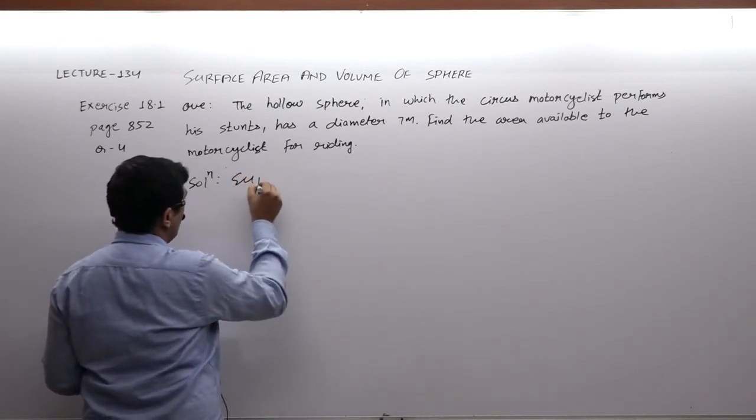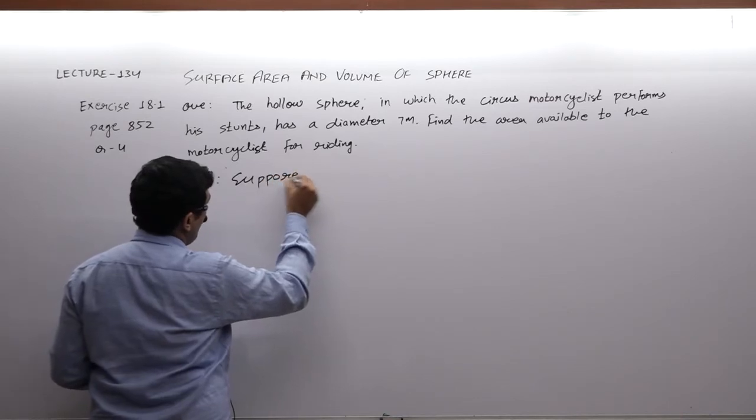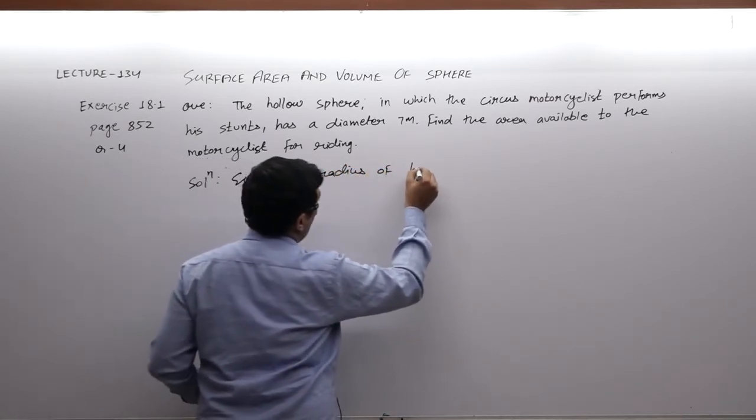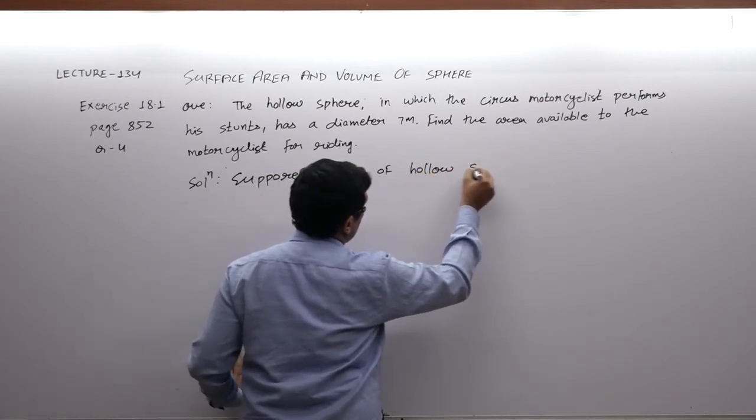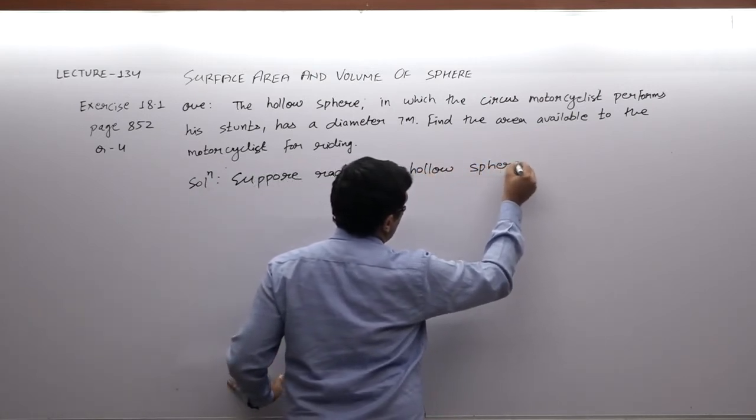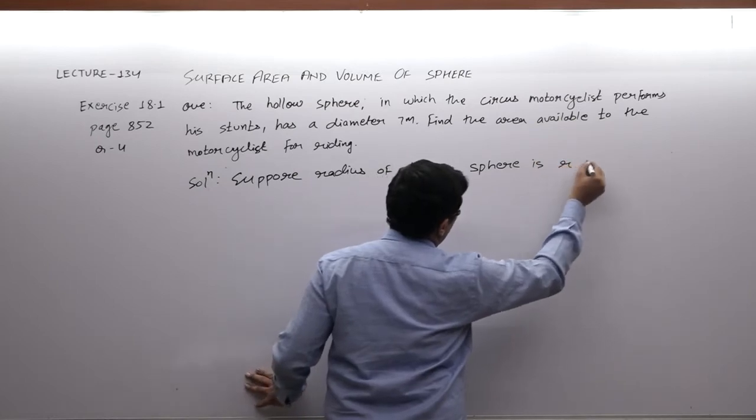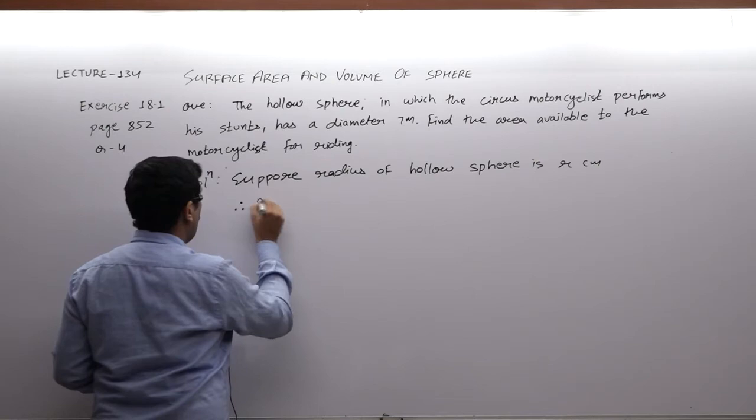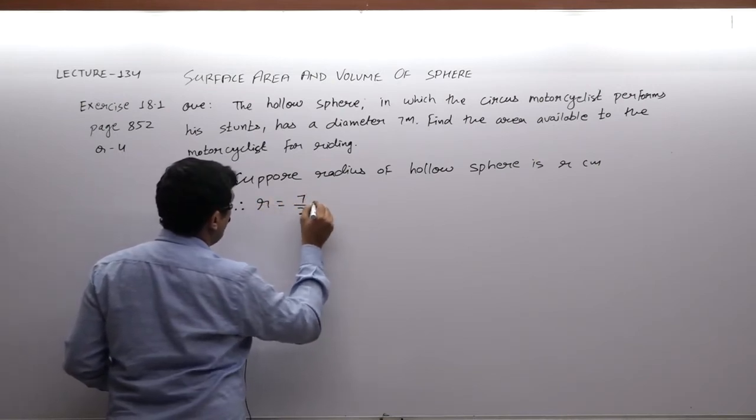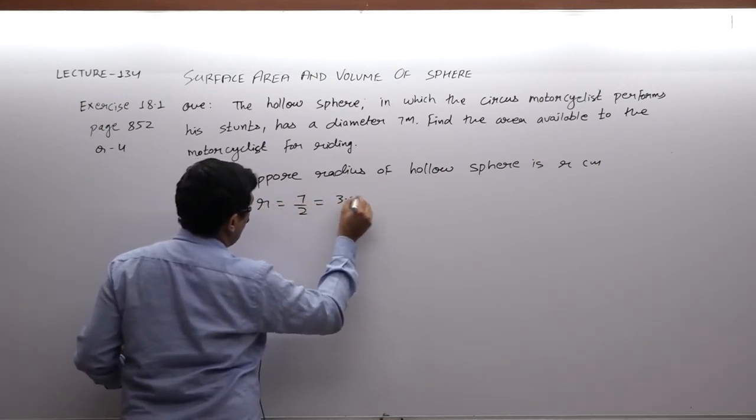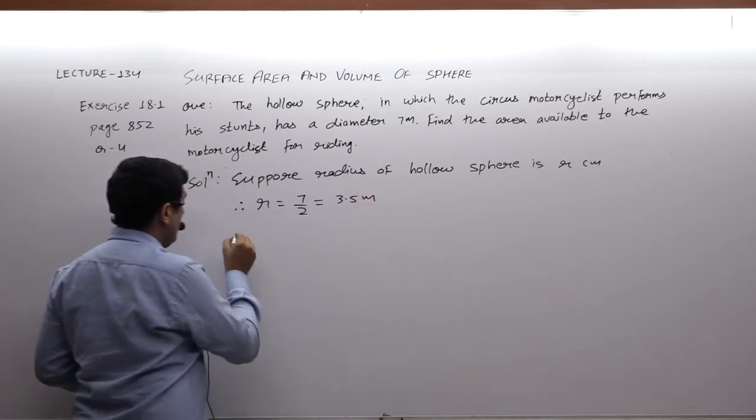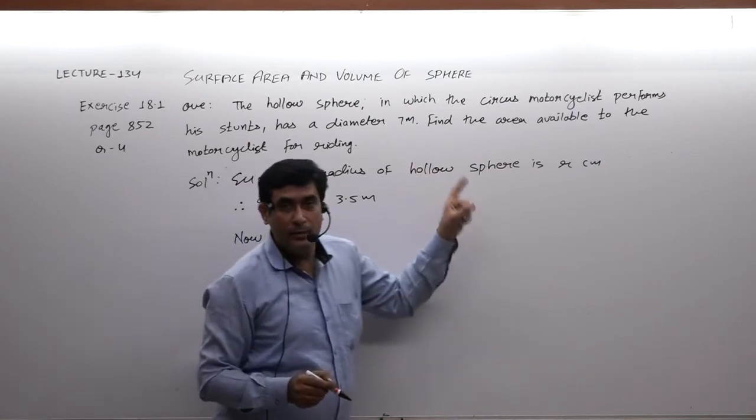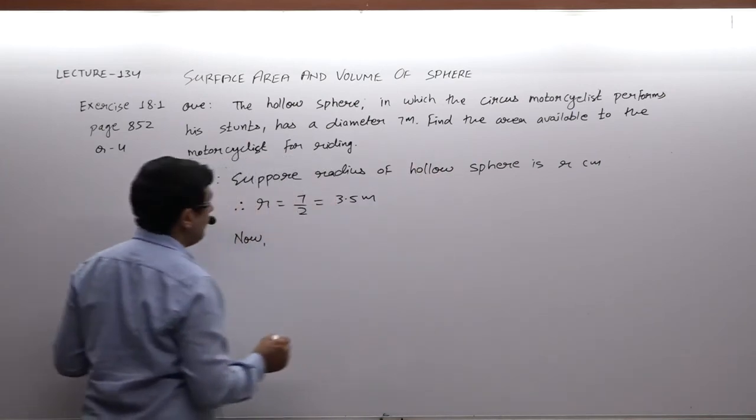So suppose the radius of the hollow sphere is r meter. Therefore, I can say r is equal to 7 by 2, that is 3.5 meter. Now, what we have to find? Area available to the motorcyclist for riding.